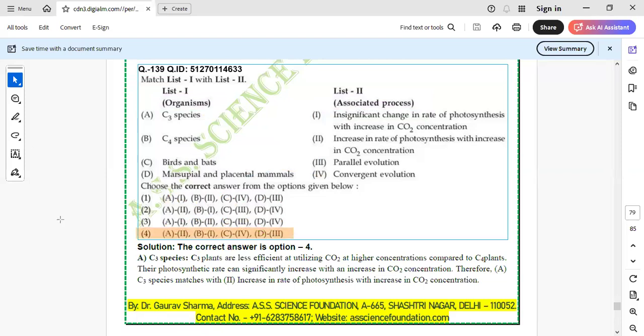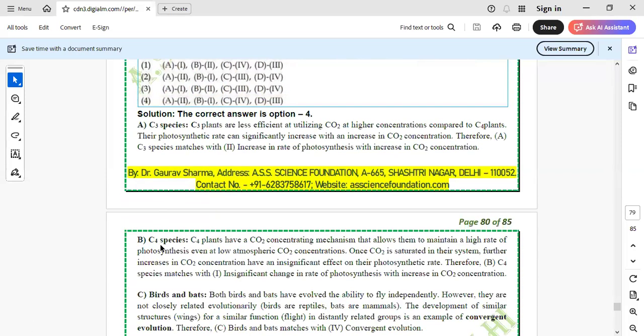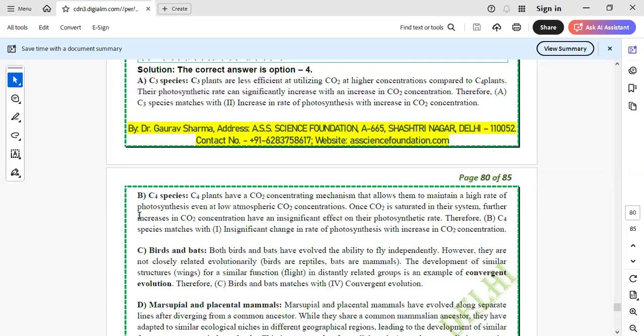So let's have a look at the first two options. You are well aware of why C3 plants, because they are the most abundant plants, 95% तो यही है. C3 plants are less efficient in utilizing CO2 at higher concentration compared to C4 plants. Their photosynthesis rate can significantly increase with CO2 concentration, right? That is for C3 plants. Then the second is C4 plants, they do not have a very significant increase. C4 plants have a CO2 concentrating mechanism that allows them to maintain a high rate of photosynthesis even at low atmospheric CO2 concentration. Once CO2 is saturated in the system, further increase in the CO2 concentration has an insignificant effect on photosynthetic rate. So this is very clear.